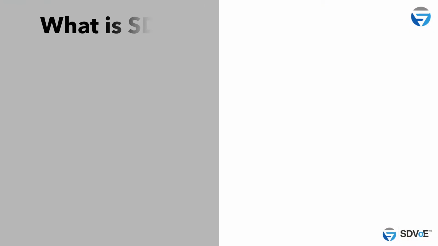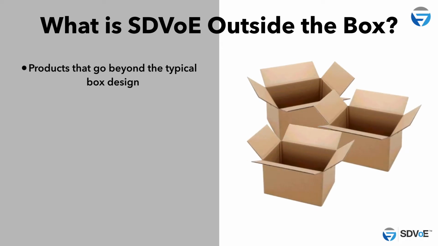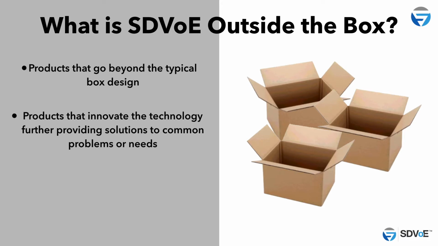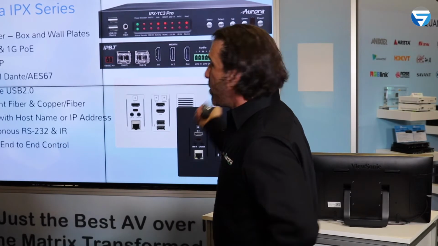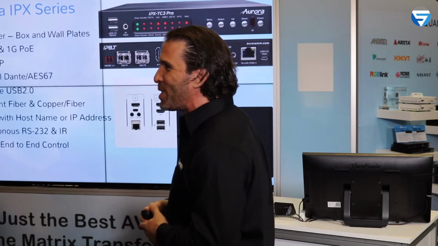However, what's outside the box? It's products that go beyond the typical box design of what the normal manufacturer is doing, and that's the whole point of this presentation. How are people standing out in what they're doing that adds even additional value to the SDVoE architecture? So this is what we're going to do, and then at the end of it, we're going to discuss where the technology is actually going. We went in alphabetical order, and it just so happens Aurora with the A comes first. What a coincidence, and that's my company.